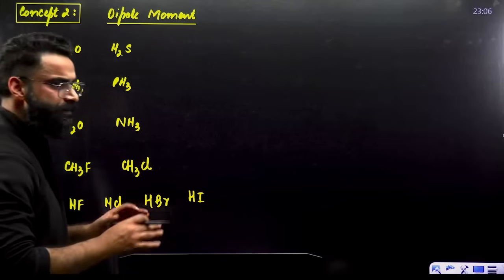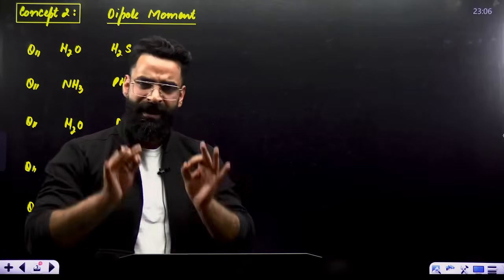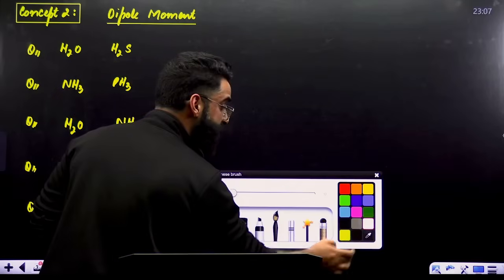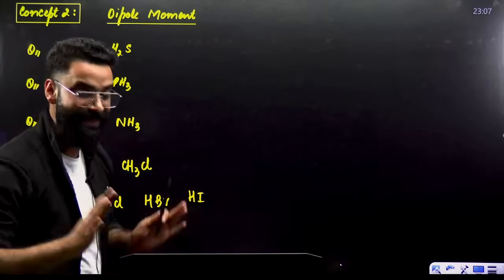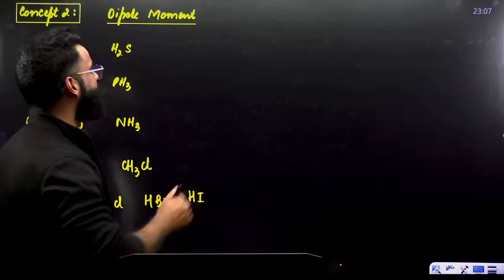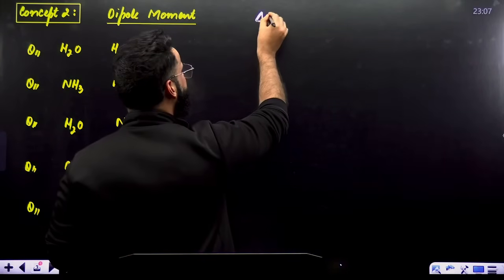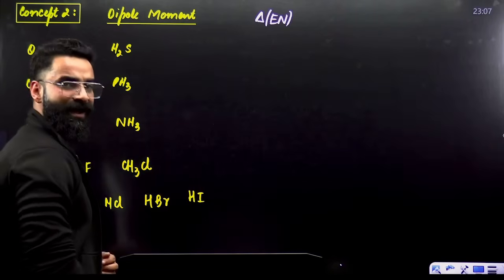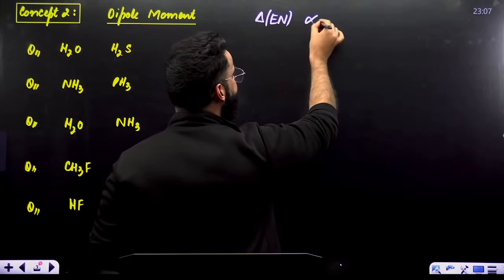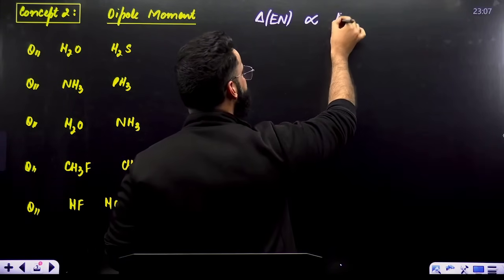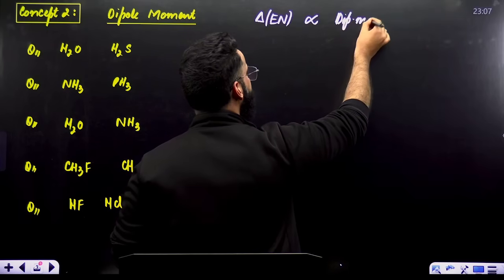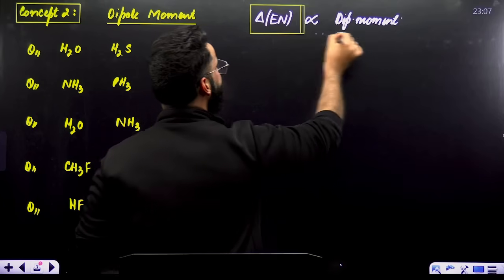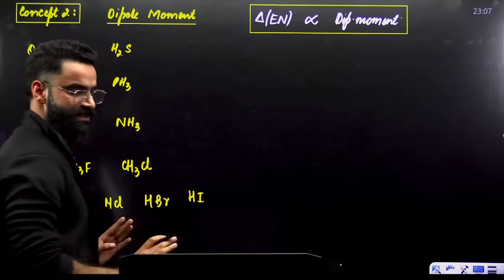What is that? Questions based on dipole moment. My dear students, whenever you are given molecules like this, and you are supposed to check which molecule has more dipole moment and which molecule has lesser dipole moment, the first thing which you'll always check is the electronegativity difference between the atoms. Remember, the more the electronegativity difference between the atoms, the more is going to be the dipole moment. This is the first condition which you are supposed to remember.